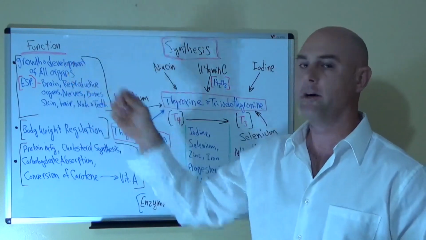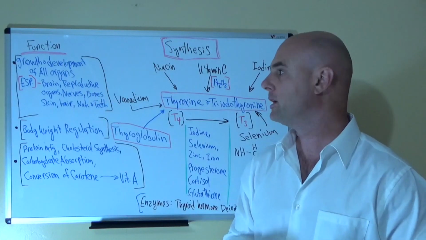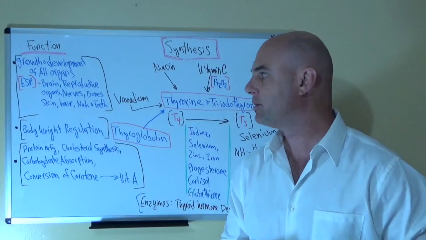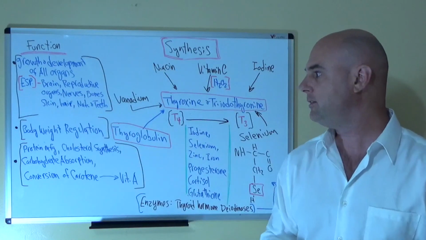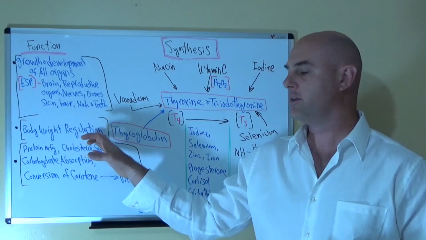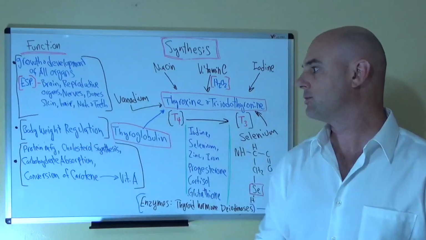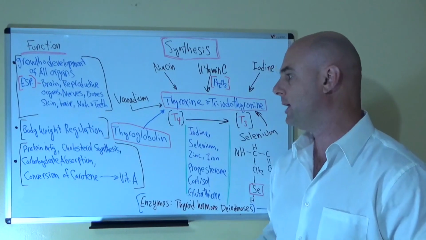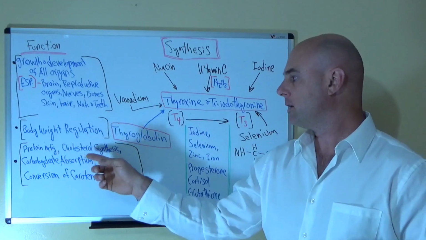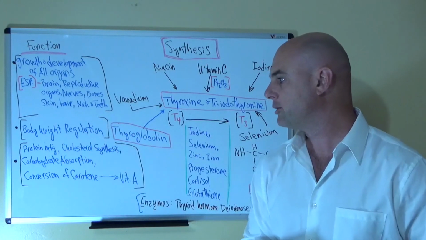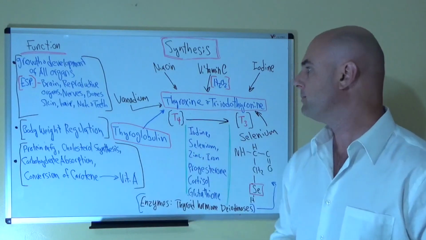Okay, so the function of the thyroid gland includes growth and development of all organs, especially the brain, reproductive organs, nerves, bones, skin, hair, nails, and teeth. Thyroxine and triiodothyronine are also critical for the regulation of proper body weight, as well as the manufacturing of proteins, cholesterol synthesis, carbohydrate absorption, and the conversion of carotene into vitamin A.